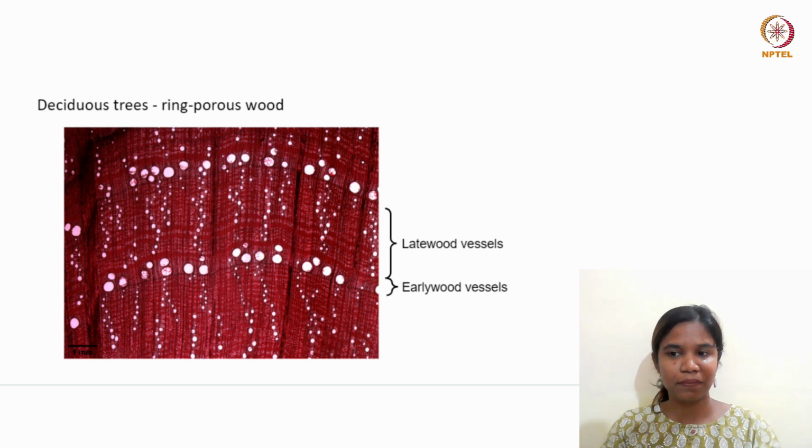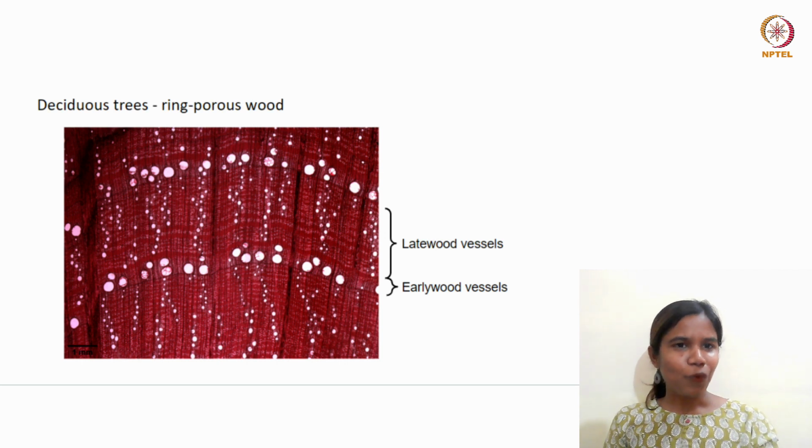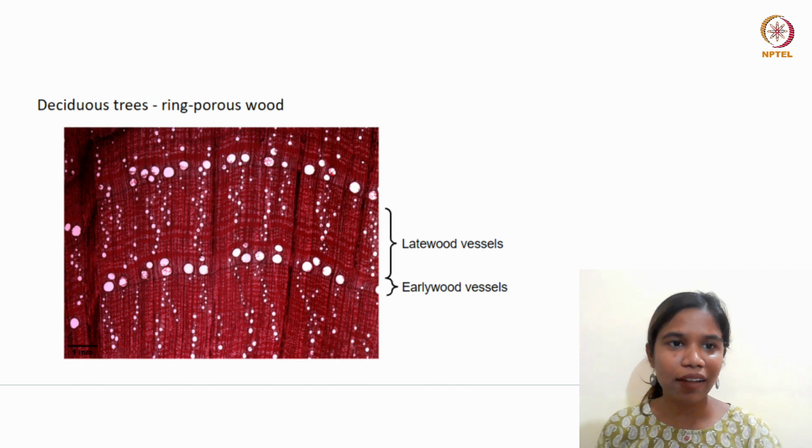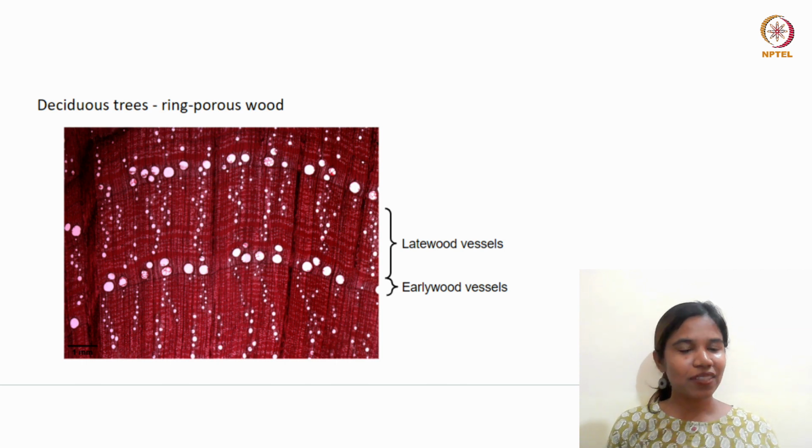So just take a moment to think about what all you learned about vessels and how cool these vessel elements are. They're dead cells. They have a very different structure than what you are used to seeing in your textbooks. These small tiny vessels help in the conduction of water in the large trees that we see around us.